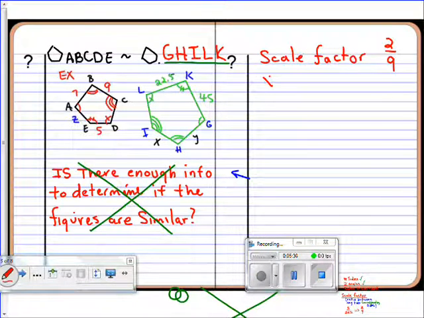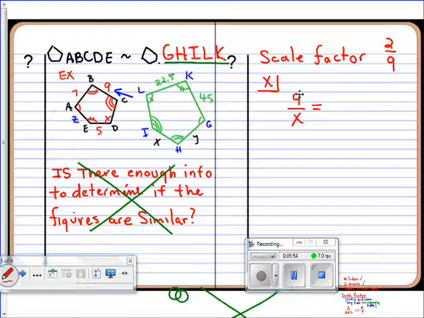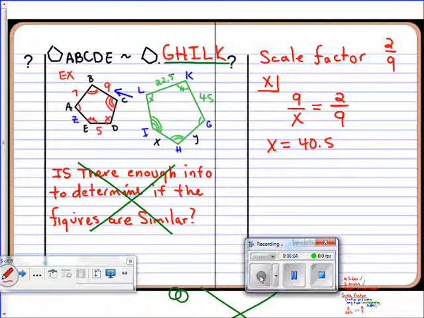So let's take a look at x. Okay, x is related to HI, and HI is these two letters, and that corresponds to BC. So we'll go to BC, which is 9. So let's do 9 over x, those two corresponding sides, should be equal to 2 over 9. Cross multiply, and I end up finding my 40.5.